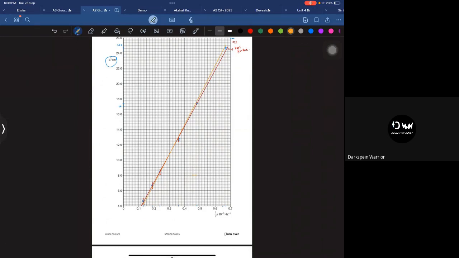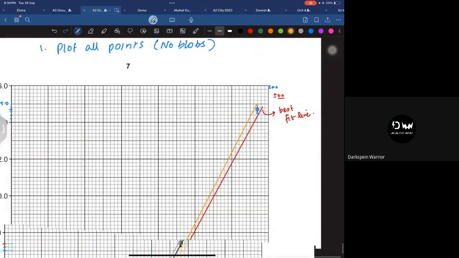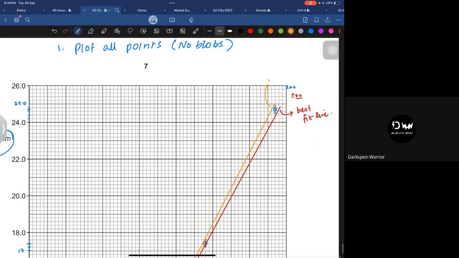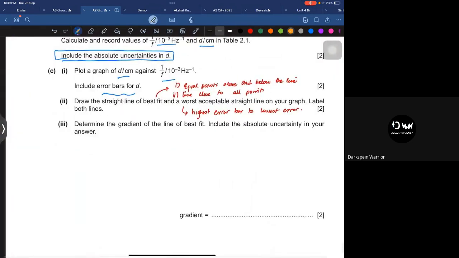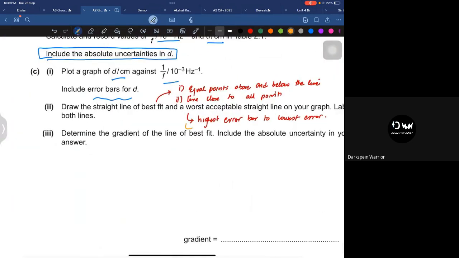Okay. So just consider this now. This should be labeled as worst fit line as well, because they expect you to do that, and they would have to write here as well. Also, just for your reminder, write that it must pass through all bars. It should not leave any bar like that. Okay.